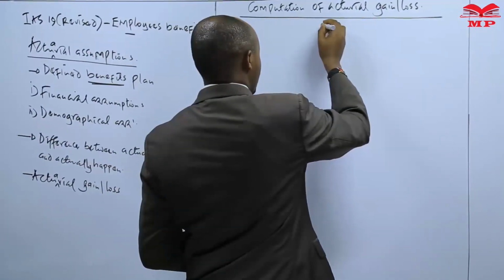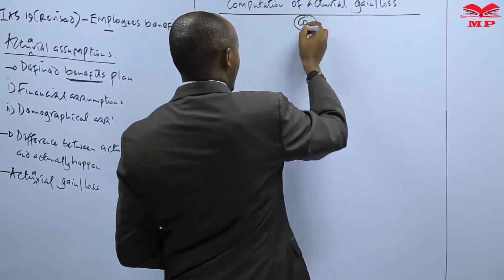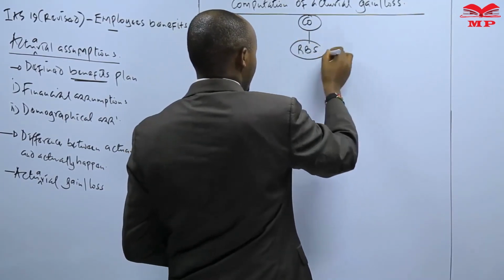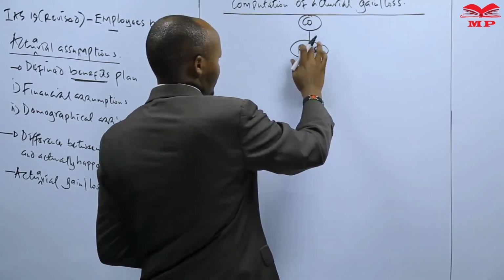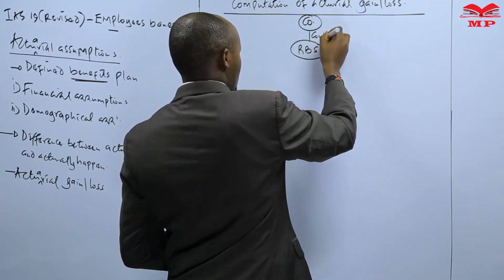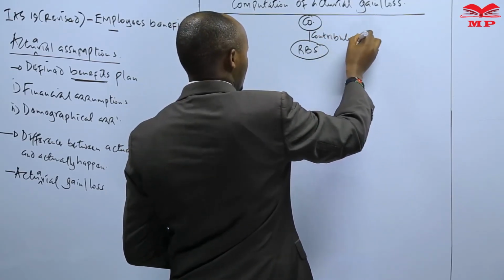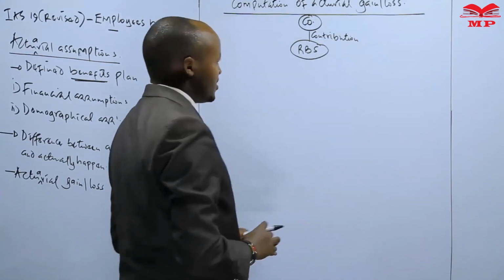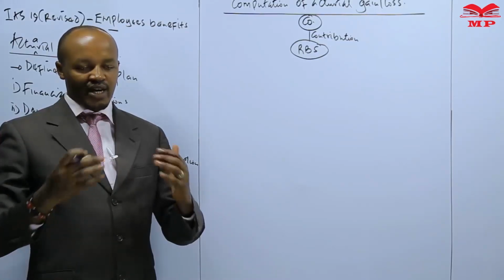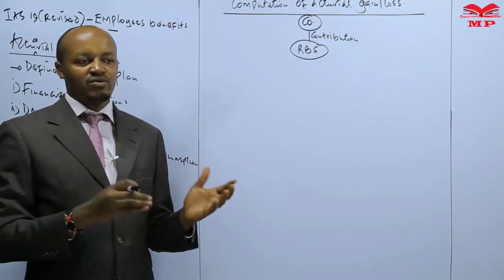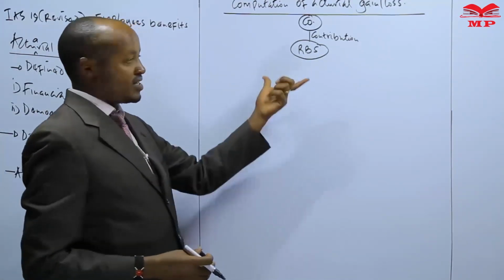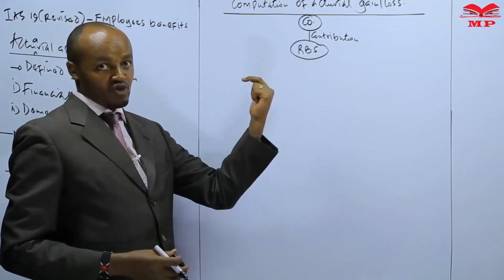Remember, if we have an employer, maybe a company, this employer may be operating what we refer to as a retirement benefit scheme. Once the employer makes contributions, those contributions will be forwarded to this retirement benefit scheme. What you need to note is that we may have a retirement benefit scheme which is under the control of the employer, but on the other hand, we have those which are not under the control of the employer. In this case, you're talking of a retirement benefit scheme which is under the control of the employer.